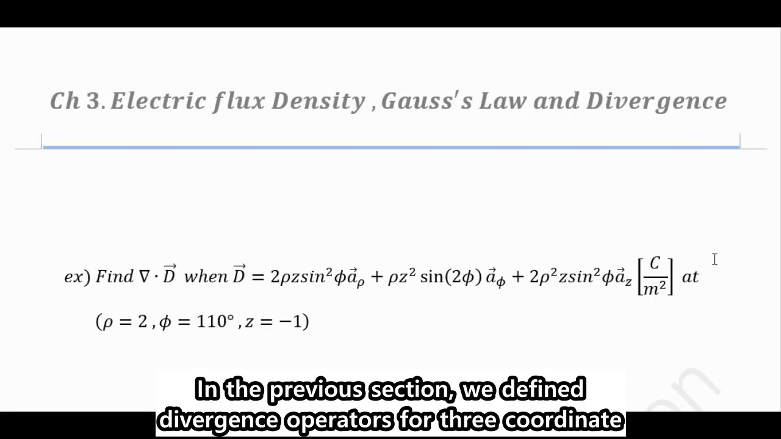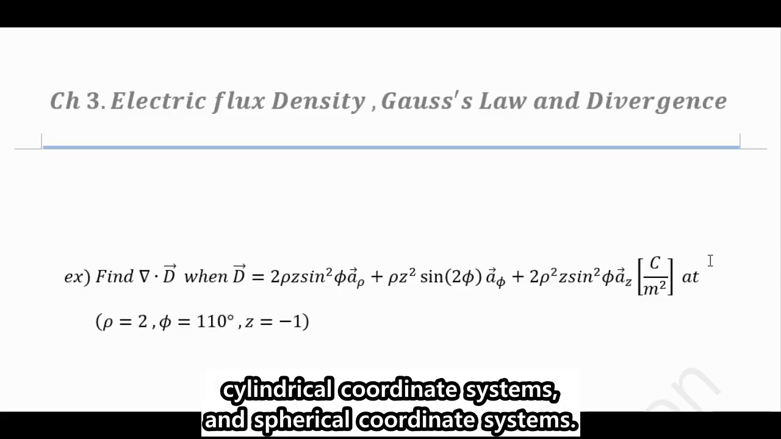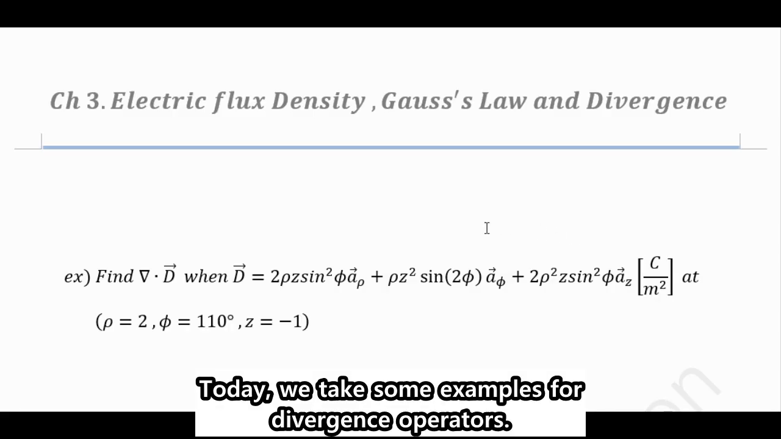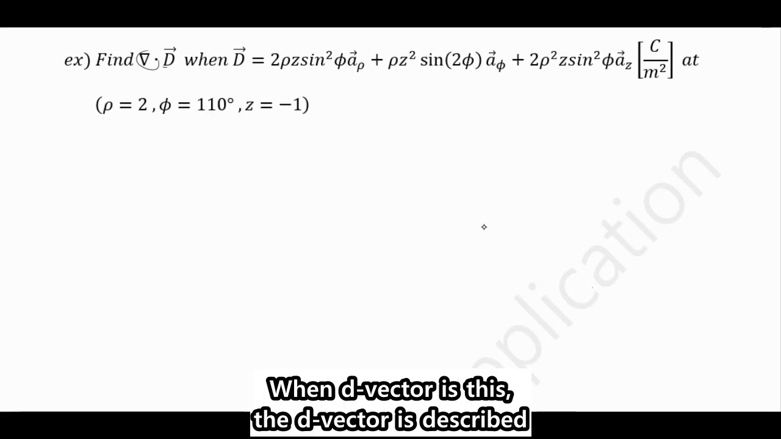In the previous section, we defined the divergence operator for three coordinate systems: the rectangular coordinate system, the cylindrical coordinate system, and the spherical coordinate system. Today, we take some examples for the divergence operator. The first example is to find the divergence of D vector when D vector is this.